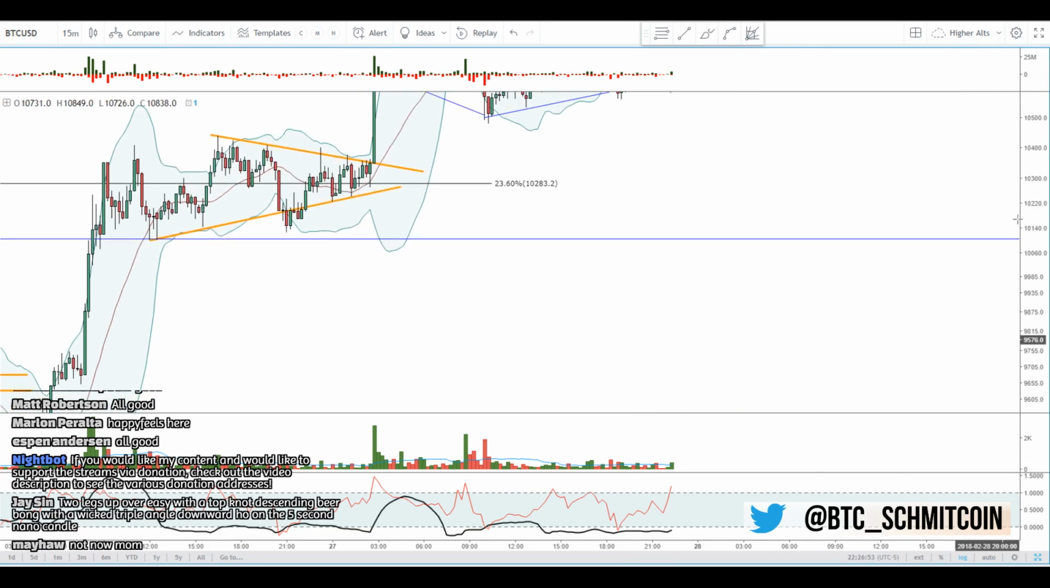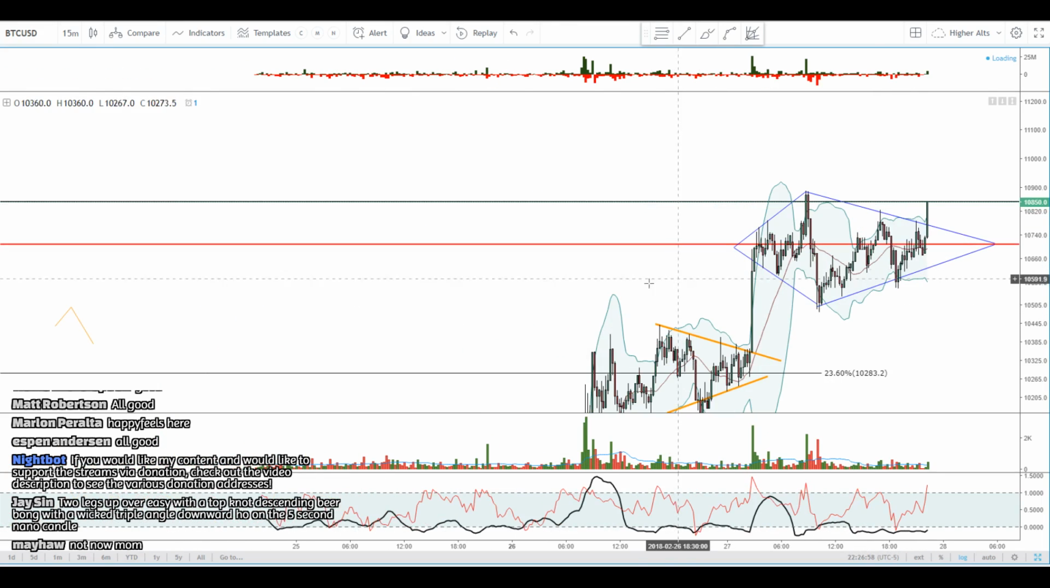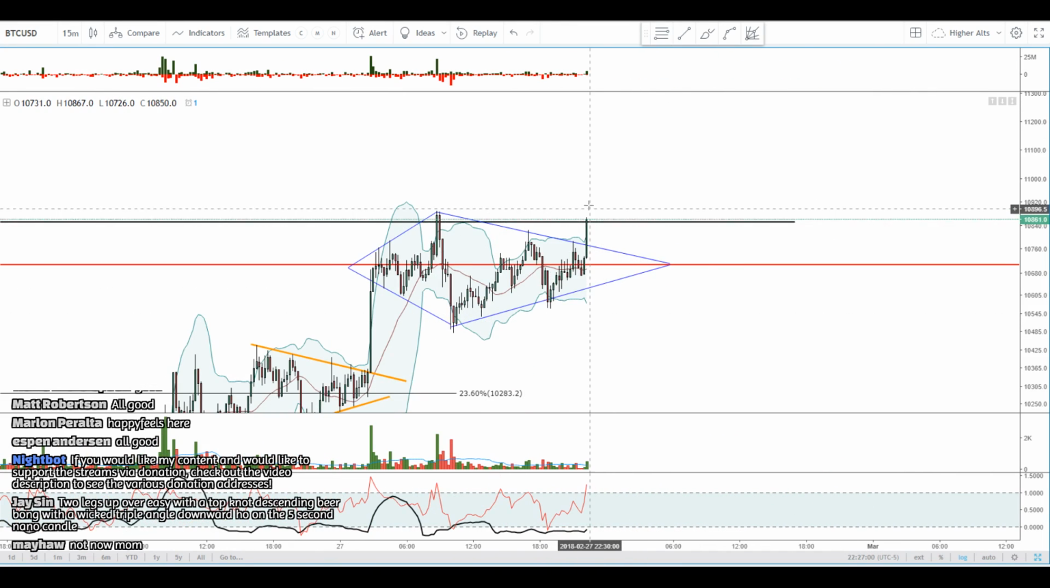Okay, so I've got this bull pennant right here, and it's breaking out strongly. So this is going to get interesting. Look at it go.